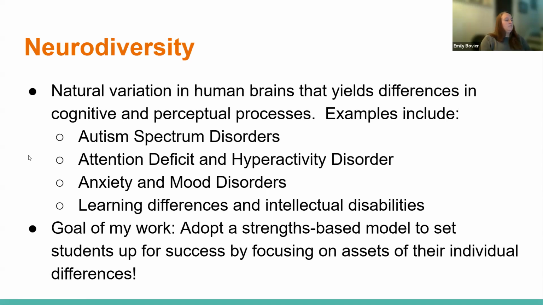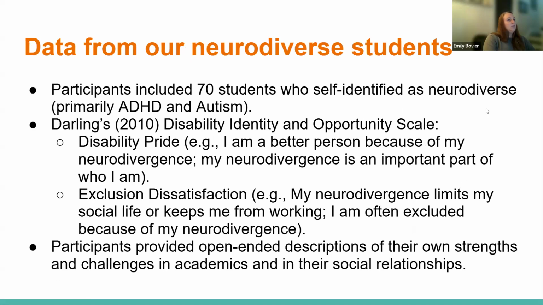So the goal of my overall work, and this project in particular, is to adopt a strength-based model to set students up for success. What we can do is focus on assets of their individual differences to promote more of that strength-based approach. For this project, I had 70 students who participated, and these students self-identified as neurodiverse. So they did not need to have a formal diagnosis. Those students primarily identified as having ADHD and autism spectrum disorders.